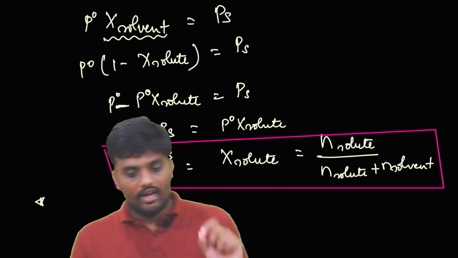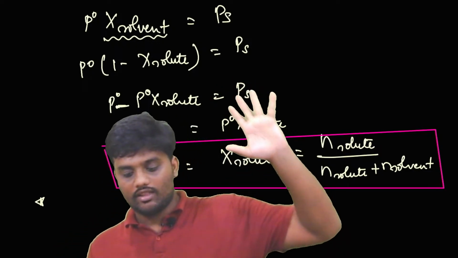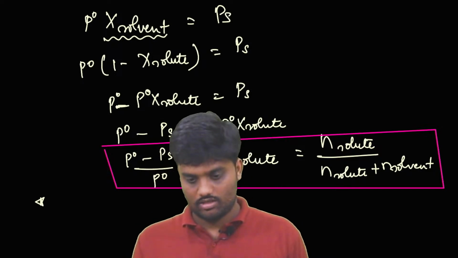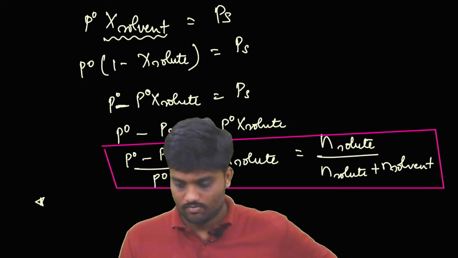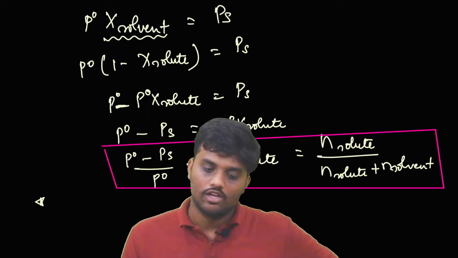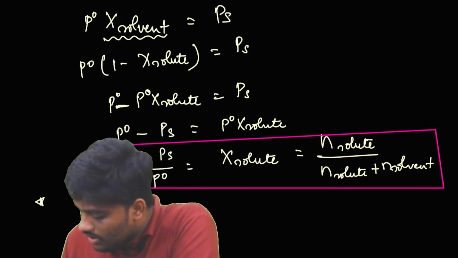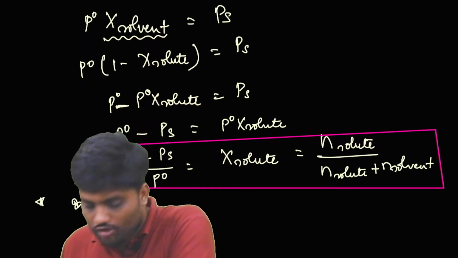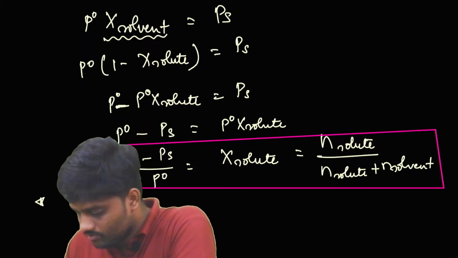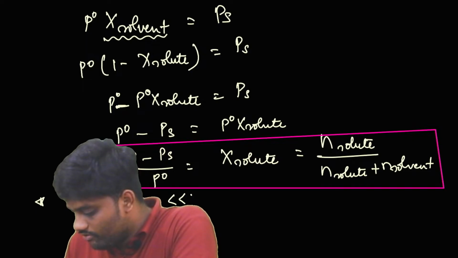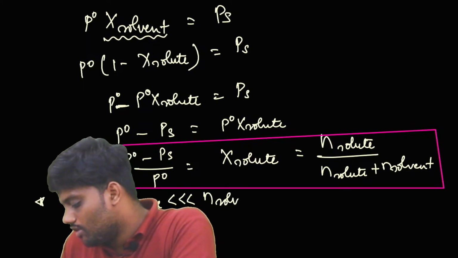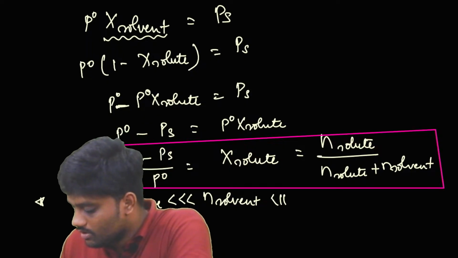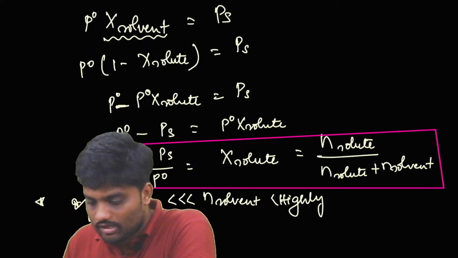Here one case comes. If the moles of the solvent are greater than the moles of the solute, it is a highly diluted solution. So if the moles of solute are very much less than the moles of solvent, it is highly diluted.